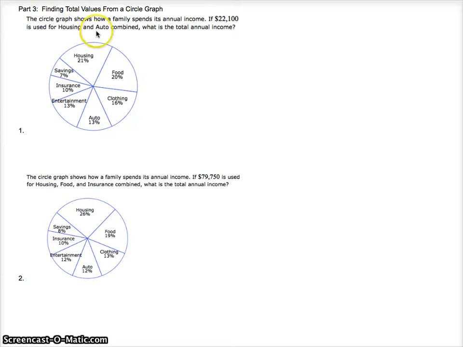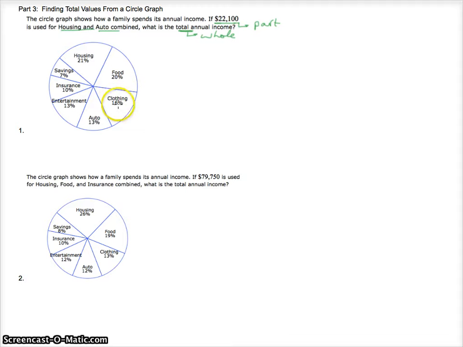Number 1 says the circle graph shows how a family spends its annual income. If 22,100 were used for housing and auto combined, what's the total annual income? So I don't know the total, but it says this was used for two separate parts. So the 22,100 is going to be the part, and the total income is going to be the whole.